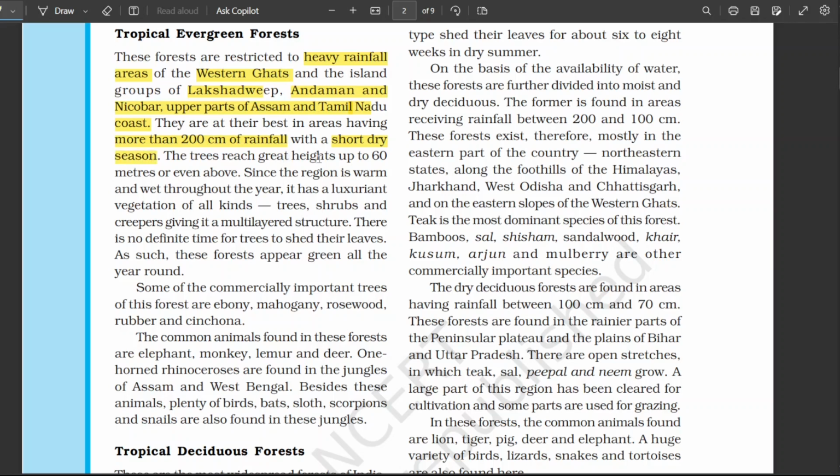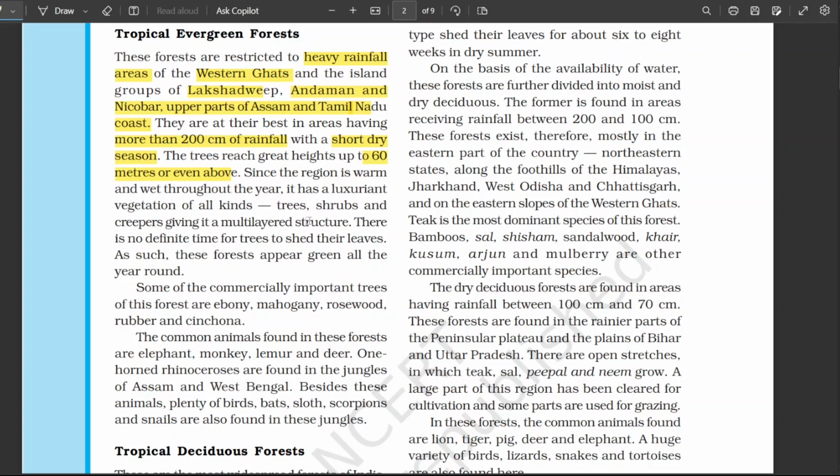The trees reach great heights. Now these are the characteristics of vegetation of the evergreen forest, tropical evergreen forest. Trees reach great heights up to 60 meters or even above. 60 मीटर या उससे बड़े पेड़ भी हो सकते हैं. Since the region is warm and wet throughout the year, it has luxuriant vegetation of all kinds. So temperature भी है plus humidity भी available है, तो which is a favorable condition for growth of plant.